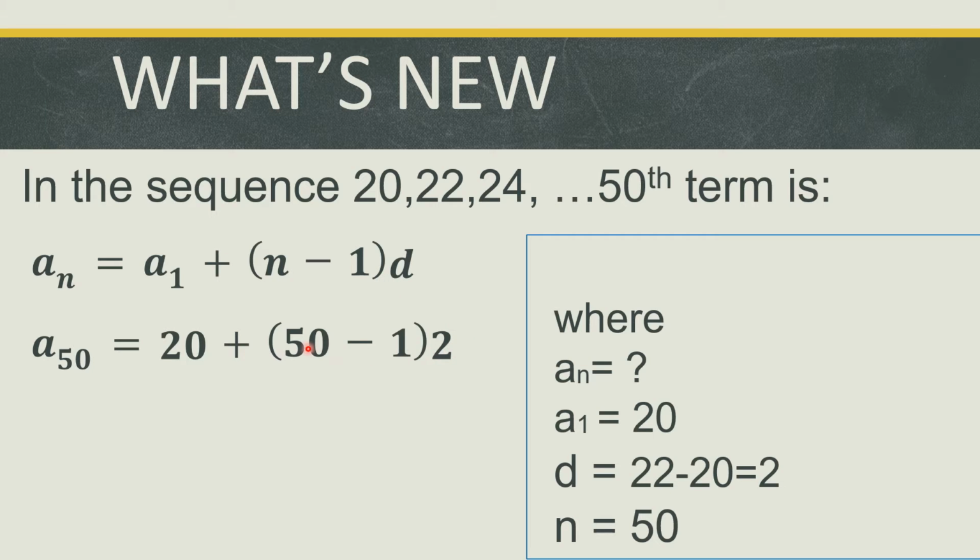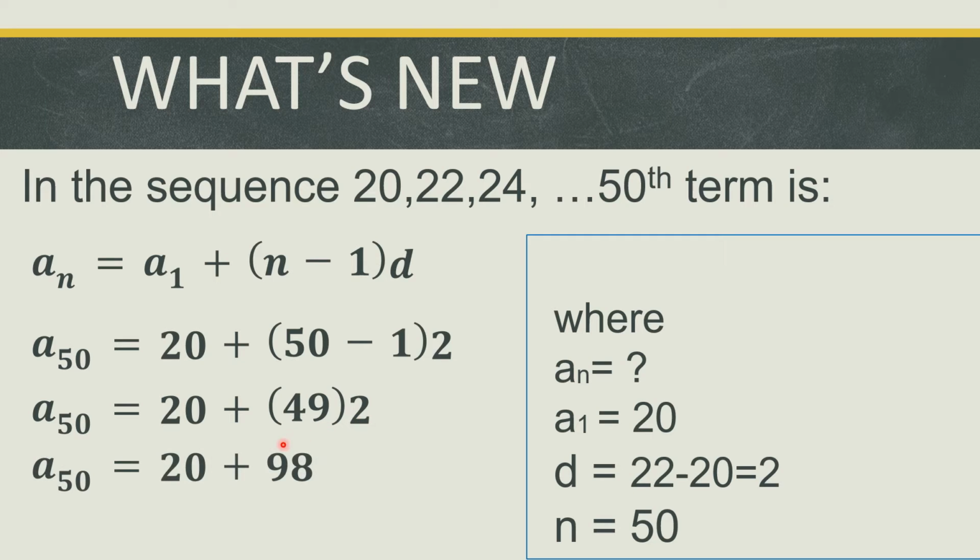By simplifying, 50 minus 1 is equal to 49. And 49 times 2 is equal to 98. And 98 plus 20 is equal to 118. So it means Darlene's savings on the 50th day is 118. So with this formula, we can easily solve an nth term that is missing.